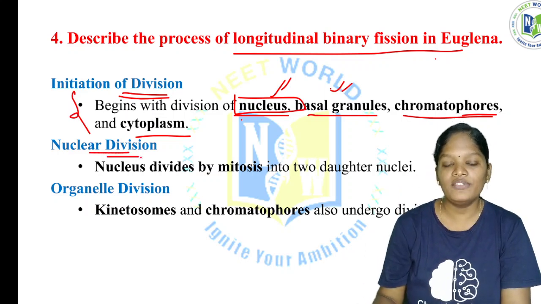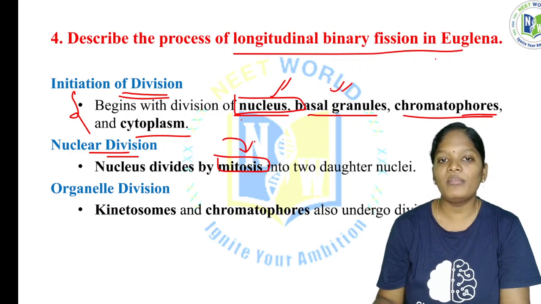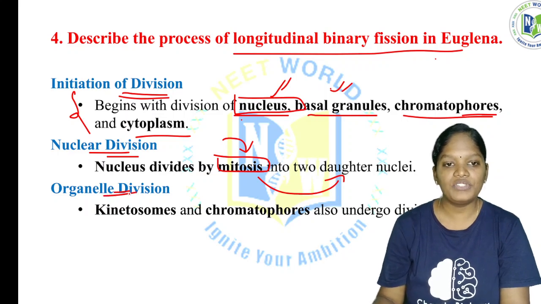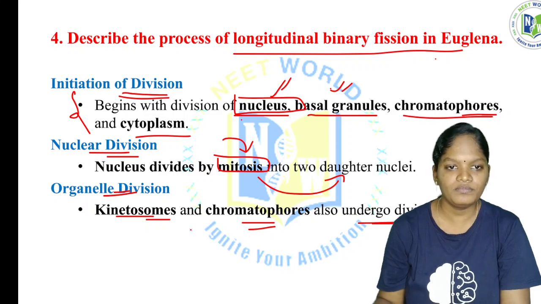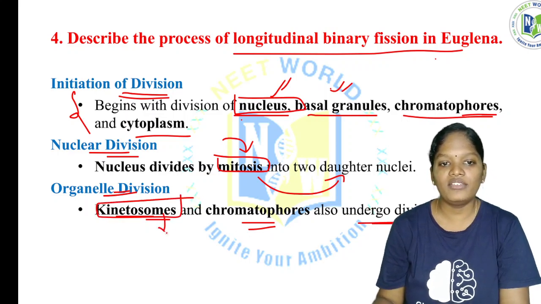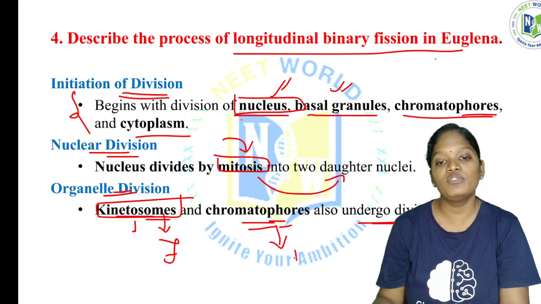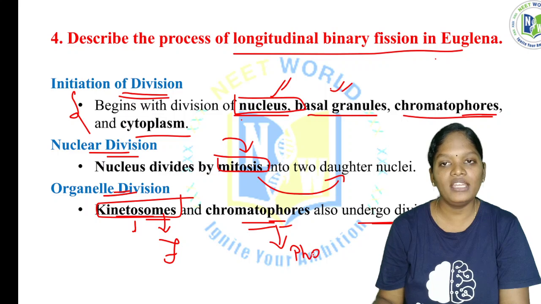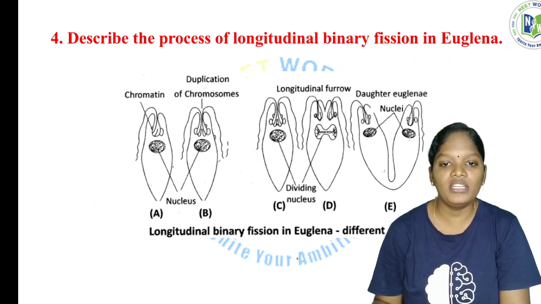First, nuclear division takes place. The nucleus divides by mitosis, giving rise to 2 daughter nuclei. In organelle division, the kinetosomes and the chromatophores also divide. The kinetosomes are the structures from which the flagella arise. And the chromatophores are responsible for photosynthesis in Euglena during the daytime. These undergo division, and this is the organelle division in the longitudinal binary fission of Euglena.